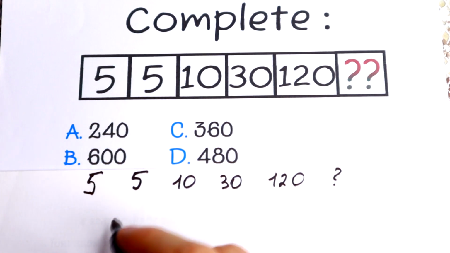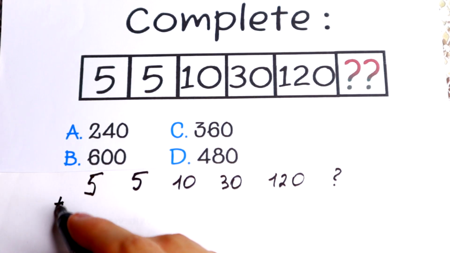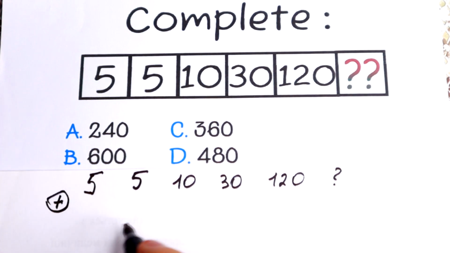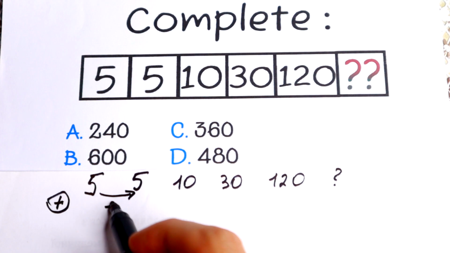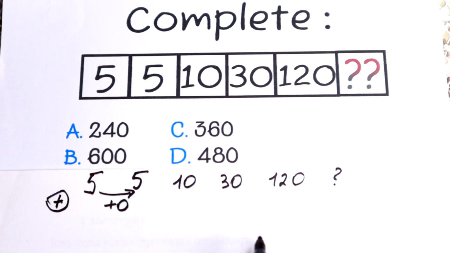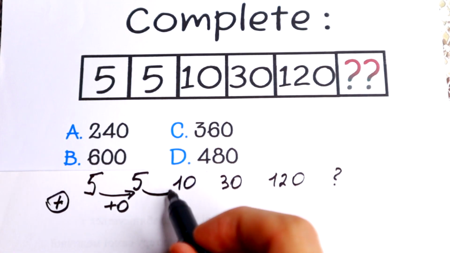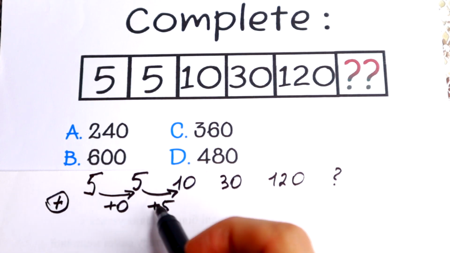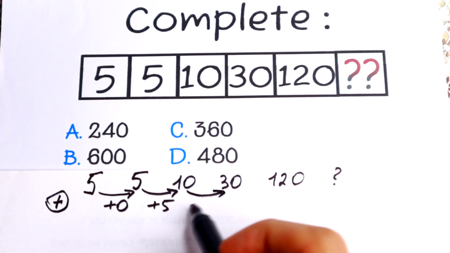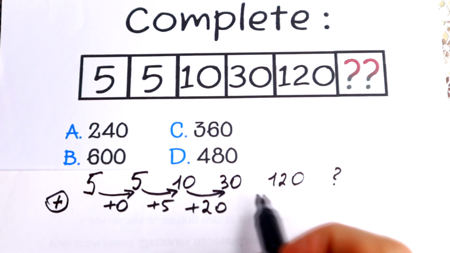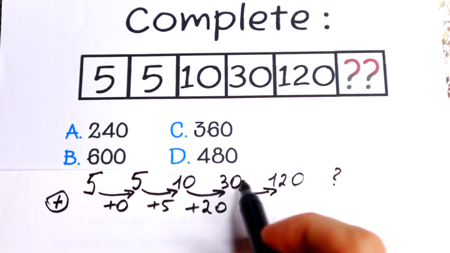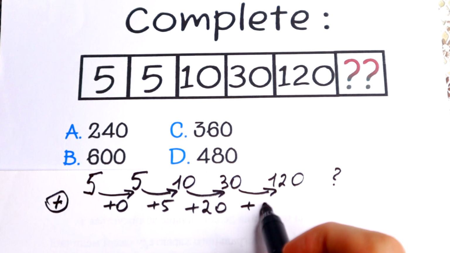Let's start, for example, with addition. Take a look, maybe we'll have the pattern with addition. So what number do we need to add to this 5 to get 5 right here? We need to add 0. Right here we need to add 5, 5 plus 5, 10. Right here we need to add 20. We will have 10 plus 20, 30. Right here we need to add 90.